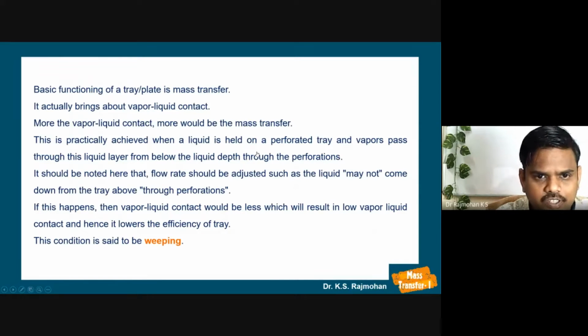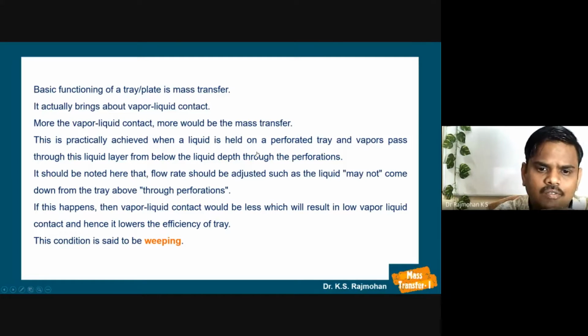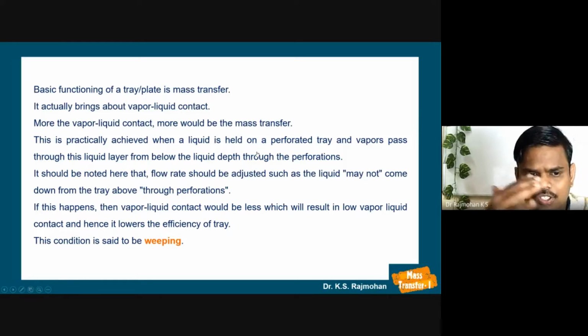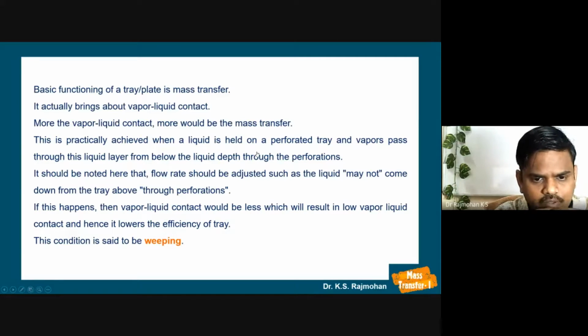Basically, the function of a tray plate is to facilitate mass transfer. They bring in vapor-liquid contact. The more the vapor-liquid contact, the more the mass transfer. This is practically achieved when the liquid is held on a perforated tray and vapors pass through this liquid layer from below, through the perforations. It should be noted that the flow rate should be adjusted such that liquid does not come down from the tray above through the perforations. If this happens, we are going to have a weeping condition.